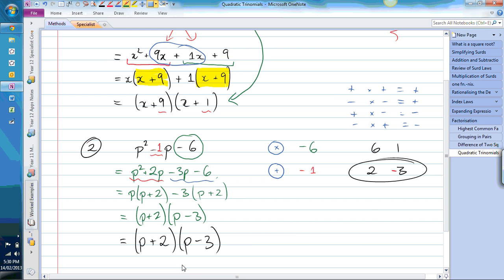I do want you to understand, though, what is happening on these steps, because that's going to be important in our next video, where we're going to look at the non-monic polynomials. That is, quadratic trinomials where the number here is not just a 1, but a 2 or a 3 or some value other than 1.